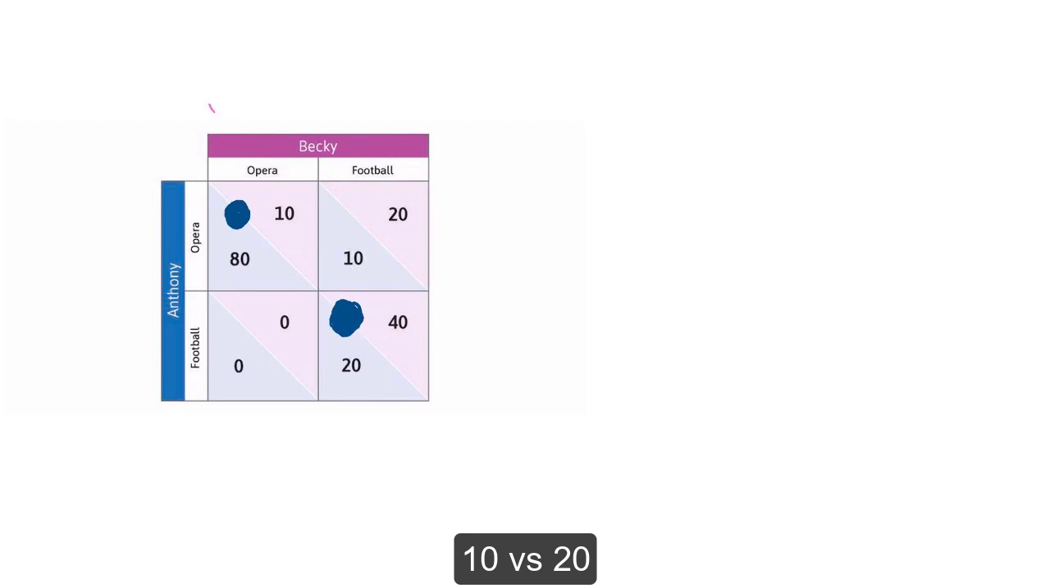How about if Anthony chooses opera? What would Becky choose? Becky would choose football. How about if Anthony chooses football? Becky would choose football. So there is one Nash equilibrium in here.